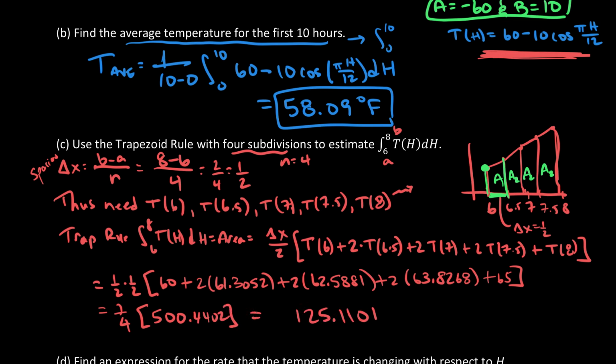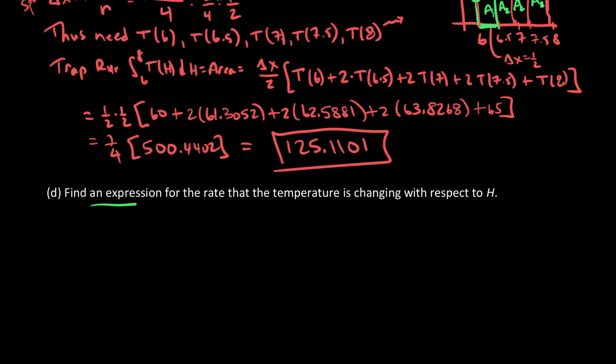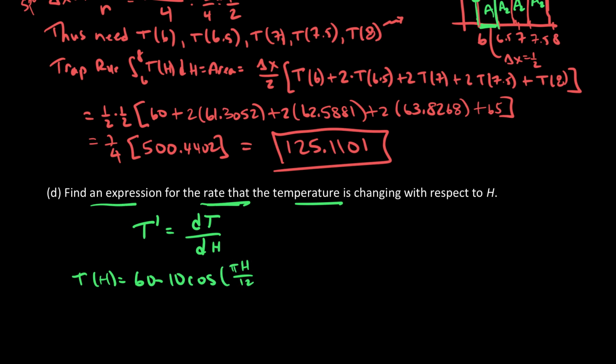It says find an expression for the rate at which the temperature is changing with respect to h. Well, it's a rate that's asking for the temperature change. Since it's a rate, that's T prime, which is our dT dh. That's what they're asking us to do here. And looking at what our T of h formula was, when I found it up above, this was 60 minus 10 times the cosine of pi h over 12. That was my formula that I had discovered after I found a and b.